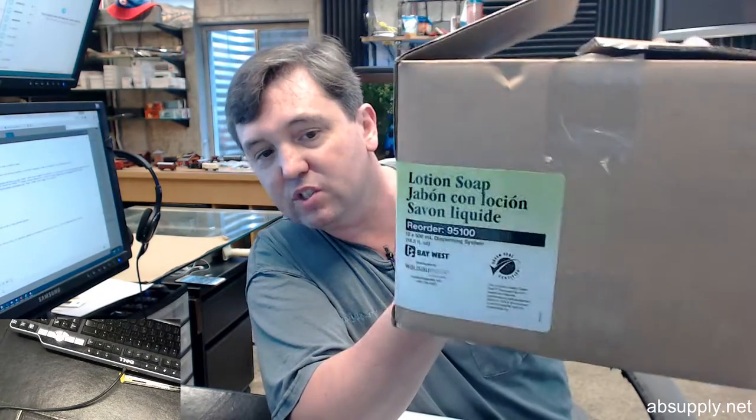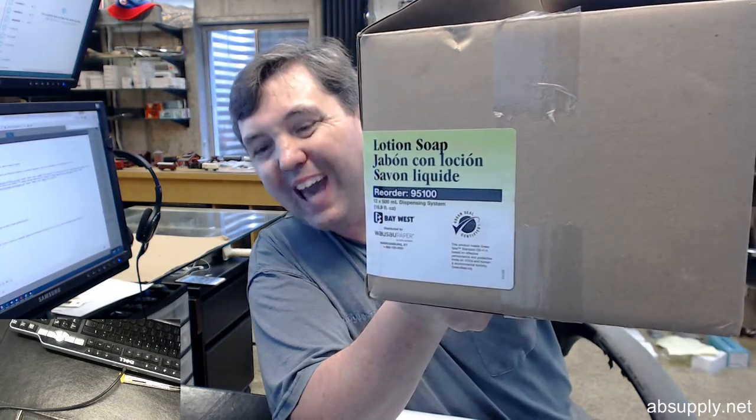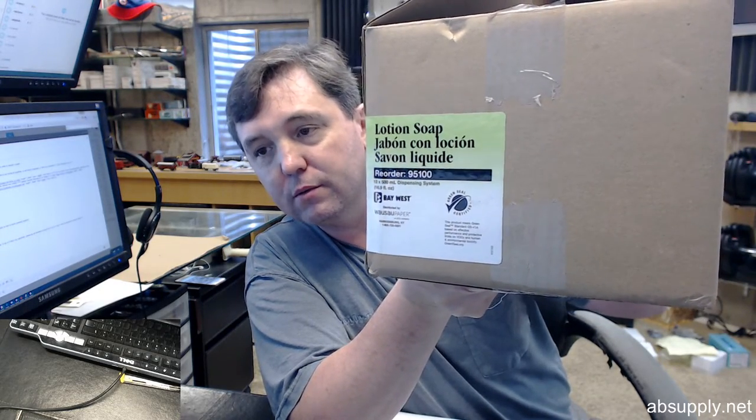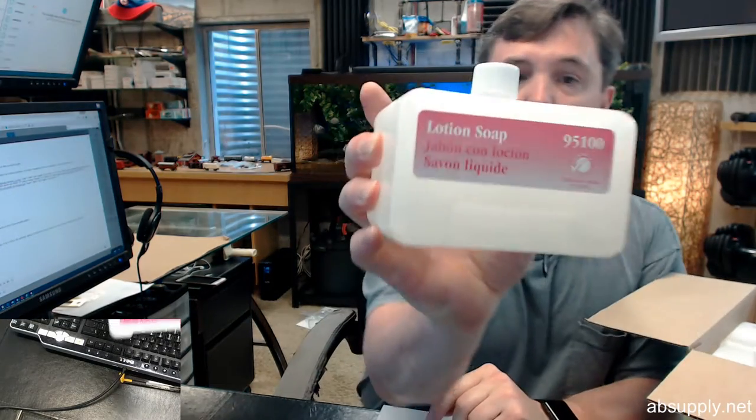Wausau Paper number 95100, case of 12 500 milliliter pink lotion soap. This is a case of 12, weighs about 15.6 pounds. So you've got six, and then another row underneath it of another six. Milliliters.